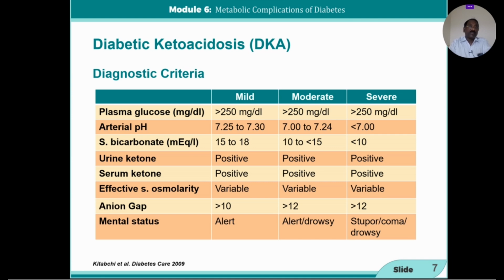And watch for the complications of DKA, like ARDS, acute kidney injury, pulmonary edema, or cerebral edema, etc. Then you can send the patients to the higher centers. Otherwise, all the mild DKAs can be treated by all of you.